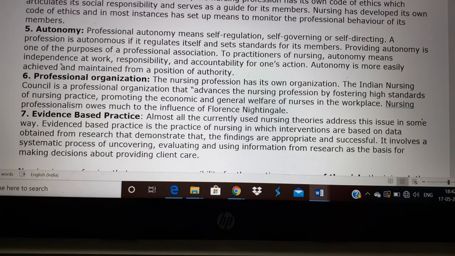So the nursing council sets standards for all its members. Every nurse who finishes the nursing course has to become a member of the Indian Nursing Council. Then only the nurse can practice as a nurse. And once they become members of the Indian Nursing Council, they are regulated by the rules and regulations of the Indian Nursing Council, and they have to follow the rules and regulations. So this is what autonomy means.